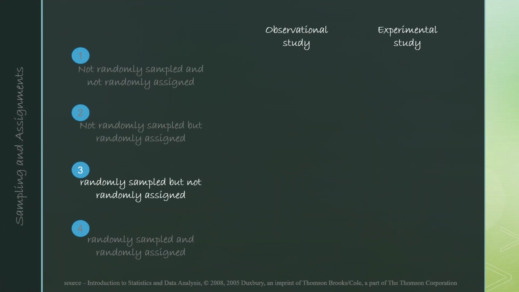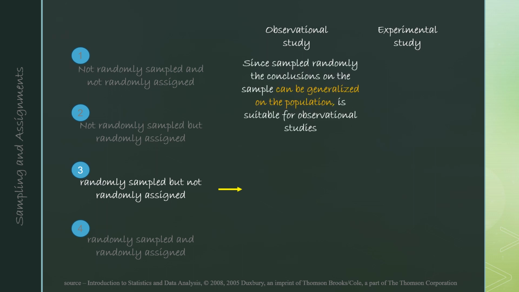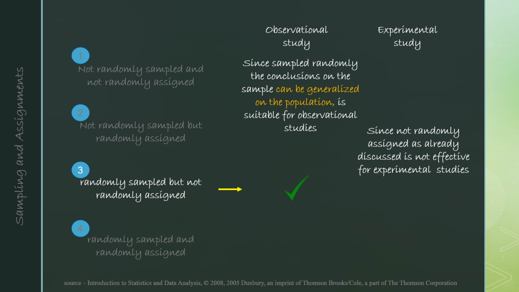Randomly sampled but not randomly assigned. Since sampled randomly, the conclusions on the sample can be generalized on the population because the sample is representative of the population, and hence is suitable for observational studies. Since not randomly assigned, as already discussed, it is not effective for experimental studies though.